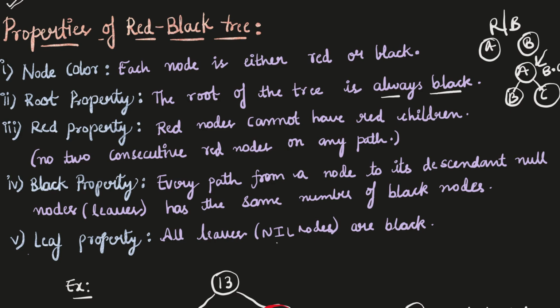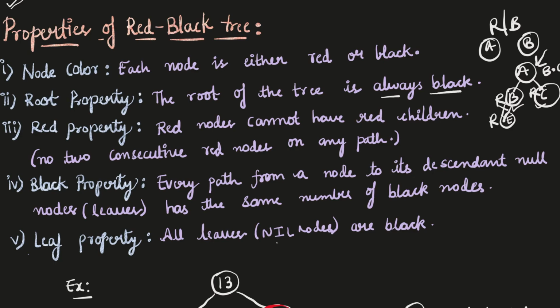The third property says that the red nodes cannot have red children. Suppose you are having B and C. Suppose they are red in color, so they can't have red children. If they are red, this is not possible. So that's what it is trying to tell us.